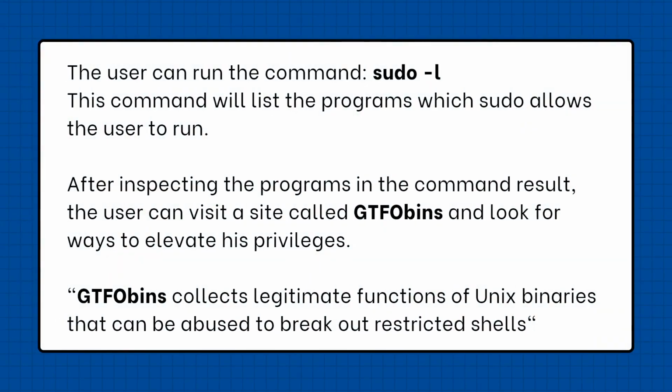The user can run the command sudo -l. The command will list the programs which sudo allows the user to run. After inspecting the programs in the command result, the user can visit a site called GTFOBins and look for ways to elevate his privileges. GTFOBins collects legitimate functions of Unix binaries that can be abused to break out of restricted shells. Now let's see a practical example of this.